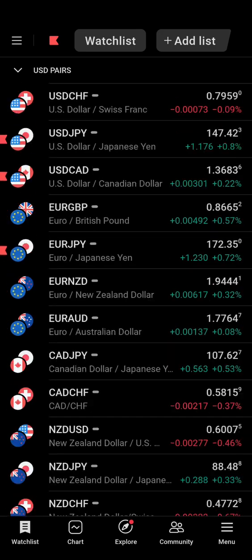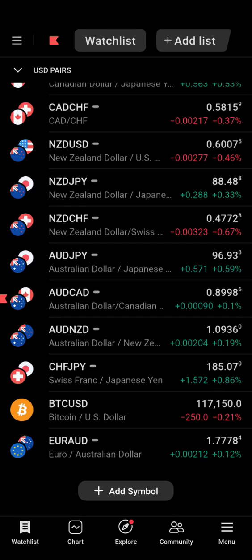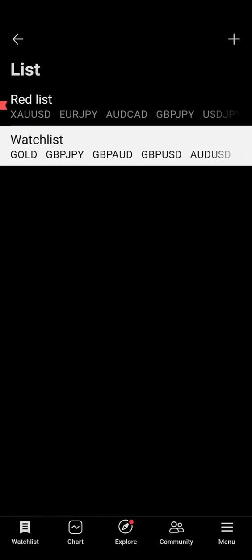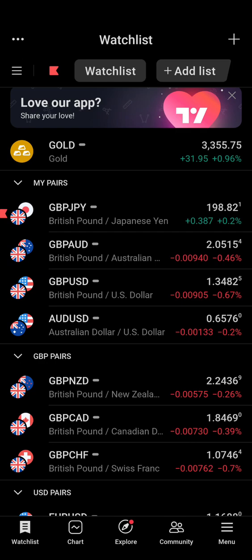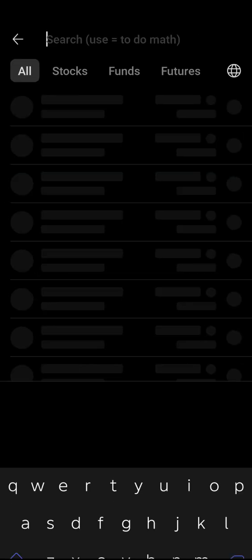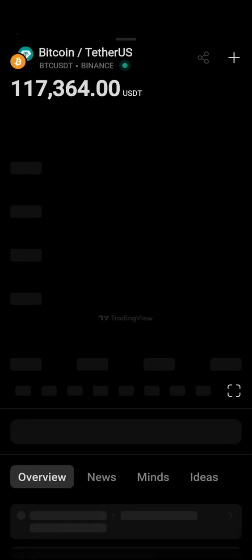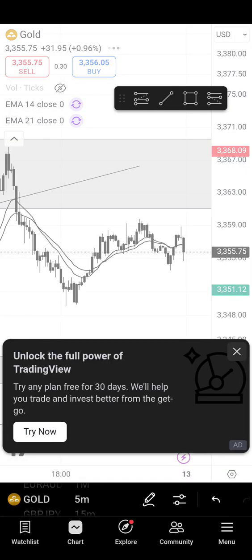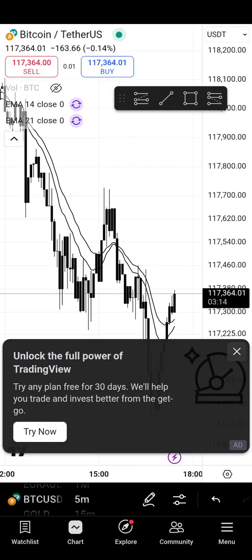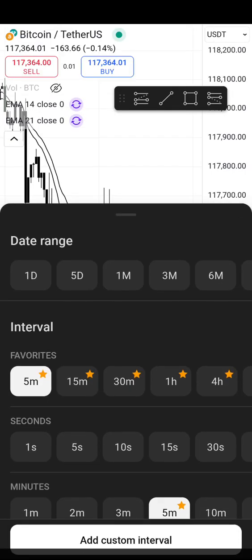Let's just look for a pair that I've not analyzed before. Let's see. Let me just look for a new pair. Okay, let's do Bitcoin and see. Yeah, I've not analyzed this one before.